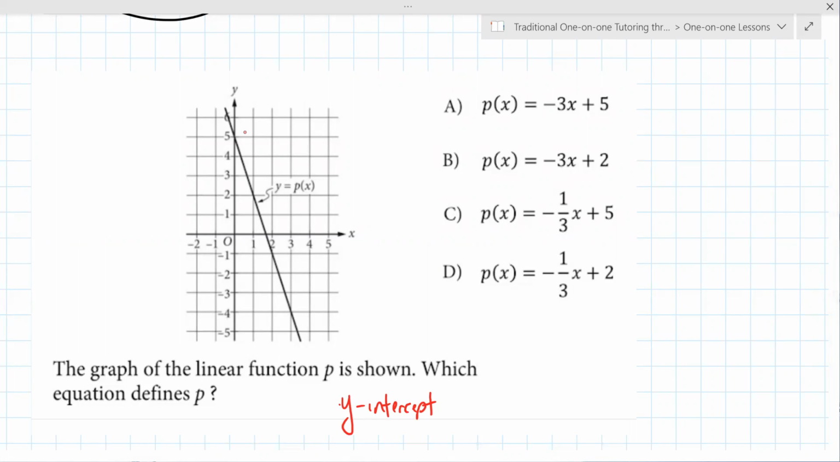What is the y-intercept of the graph? For that, it is going to be around 5. It's at 5. Okay, so which of these four answers, A, B, C, or D, has a B value, a y-intercept of 5, a B value of 5?